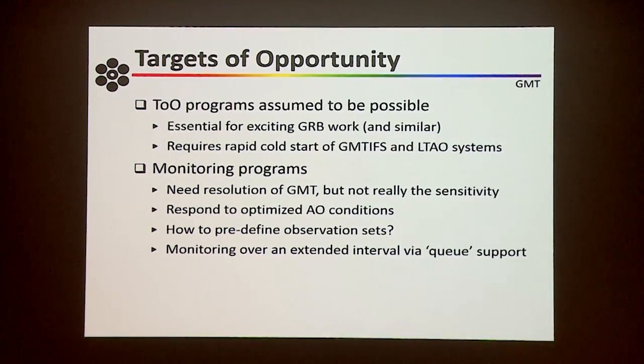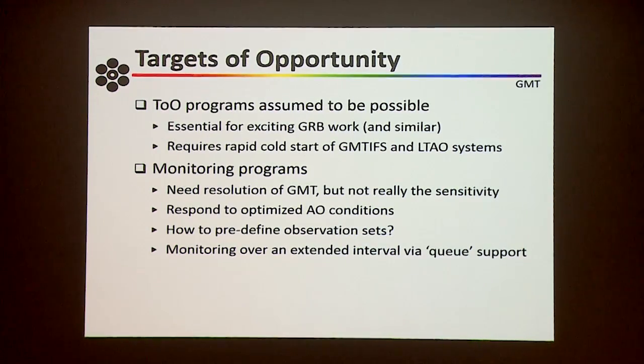Okay, so I think I've actually talked about some of this already, but the targeted opportunity programs are assumed to be possible. We're simply going to assume that that's a mode that GMT is going to offer. It's really essential for the exciting GRB work I talked about, and indeed for other things where there's a very rapid response required, and an obvious case there are kilonovae and things like that. This does require a rapid cold start of GMTIFS and the LTAO systems, and that could be challenging. Monitoring programs, they don't need that rapid cold start. You know when you're going to be doing your observations, but you need to be able to respond by optimizing your observations to the particular conditions.